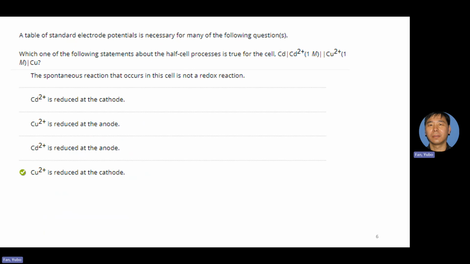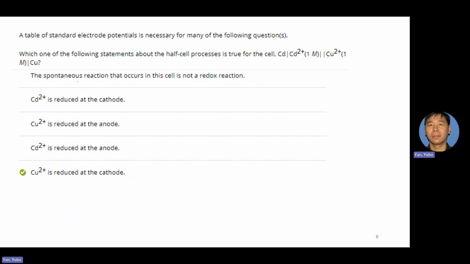Next question. Which of the following statements about the half cell process is true for the cell shown here? So again, we need to rotate this one because copper is, oh, this is correct, I'm sorry. Copper 2 is reduced to copper on the right side. So this is correct cell notation. So let's read the choices.